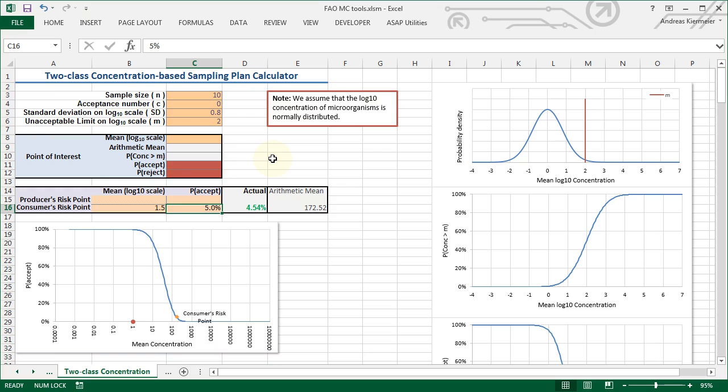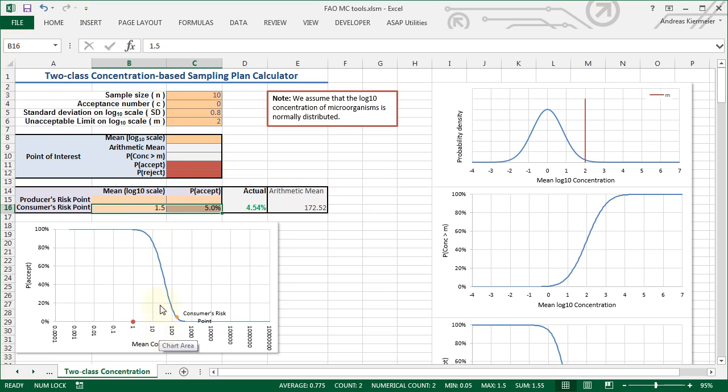Now, at this point in time, you're basically finished, unless, of course, you say that this sample size here is too large for practical reasons, which means that you have to relax the consumer's risk point, either by increasing the mean concentration or the maximum tolerable probability of acceptance, or possibly by increasing both of them. The other thing that you might, of course, want to look at is the performance of the OC curve at lower levels of microbial contamination.